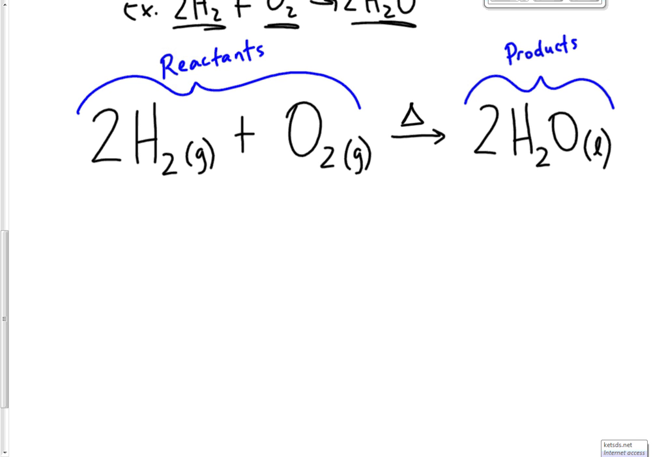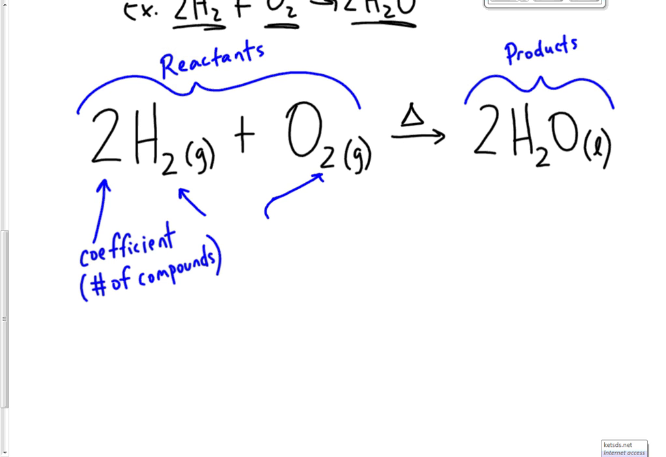The big numbers that go in front, those are your coefficients. A coefficient tells you the number of compounds, or the number of molecules that you're dealing with. Here, it says we have 2 hydrogen molecules. The little number, one there, those are called subscripts. Those tell you the number of atoms.